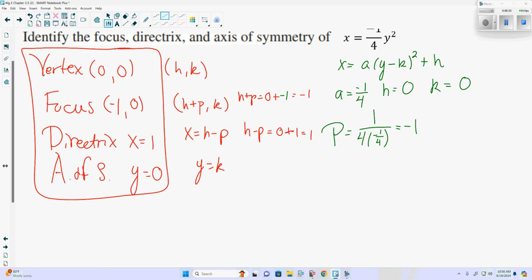Questions on this here? So this here is, for all intents and purposes, the exact same thing we did yesterday, but h and k are both 0, so we just get a whole bunch of zeros that show up. Vertex is 0, 0, focus is negative 1, 0, directrix is x equals 1, axis of symmetry y equals 0.